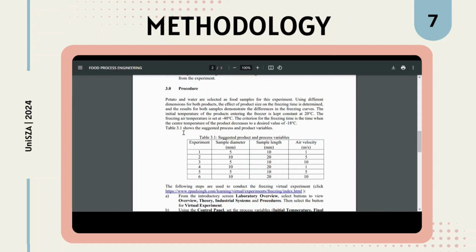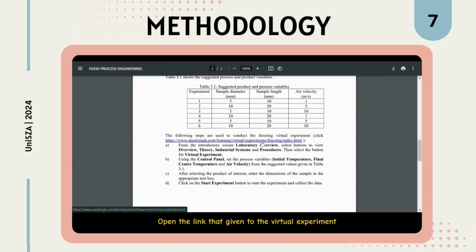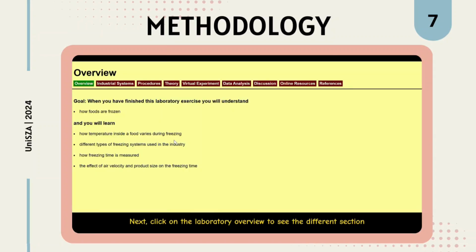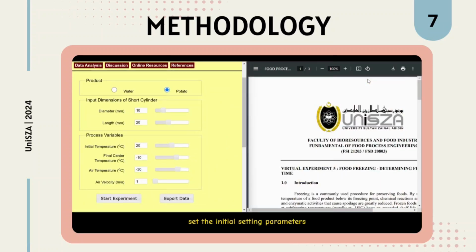To start the experiment, open the link given for the virtual experiment. Next, click on the laboratory overview to see the different sections, and then select virtual experiment to start. Next, set the initial setting parameters.